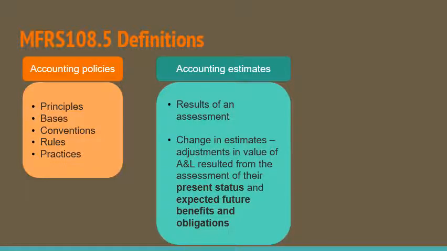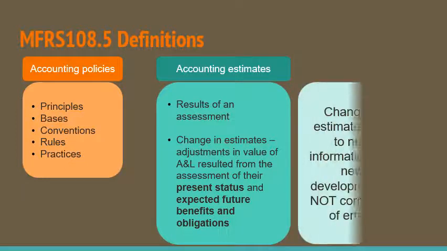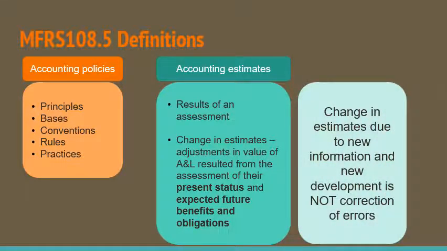Therefore, a change in accounting estimate is an adjustment of the carrying amounts of an asset or liability, or the amount of the periodic consumptions of an asset that results from the assessments of the present status of and expected future benefits and obligations associated with assets and liabilities. The main point here is changes in accounting estimate is the result of us having new information or new developments, and accordingly are not corrections of errors.